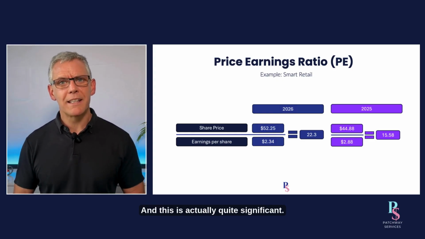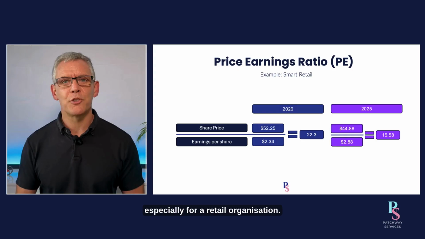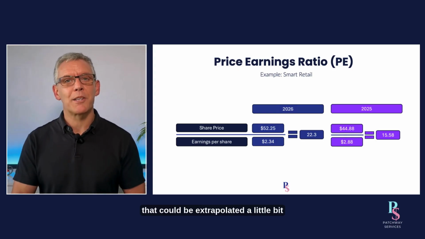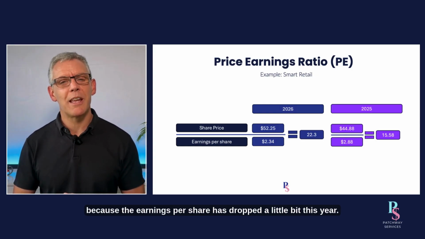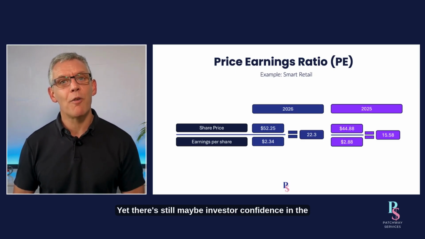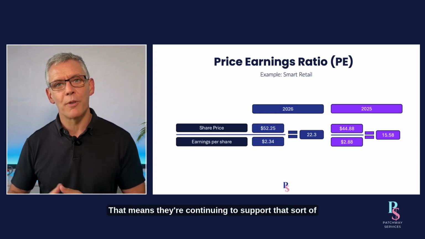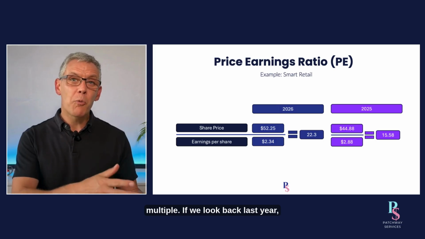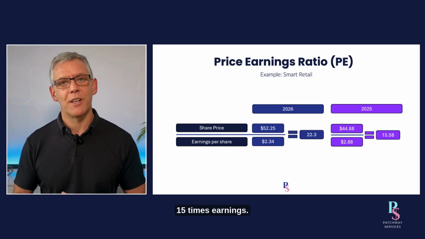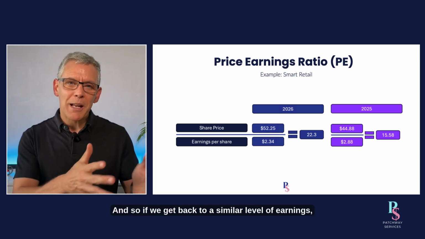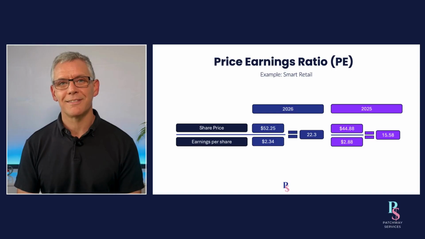And this is actually quite significant. That's quite a significant multiple, especially for a retail organization. However, that could be extrapolated a little bit because the earnings per share has dropped a little bit this year. Yet there still may be investor confidence in the performance of the organization that means they're continuing to support that sort of multiple. If we look back last year, that was still at a reasonable multiple of 15 times earnings. And so if we get back to a similar level of earnings, then it's probably sitting more at that sort of level.